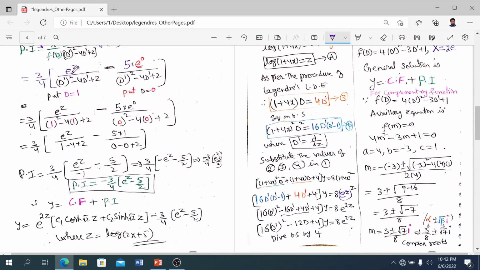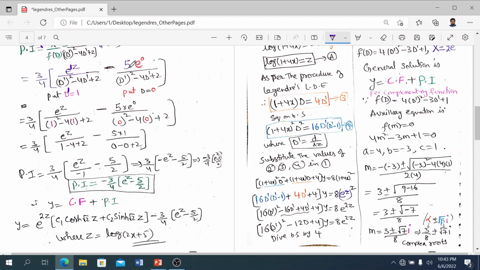Now as we know that this is e power of z, so here D is equal to 1. So put D equal to 1 for this. Now substitute here: wherever D dash is there, substitute 1. So e power of z by 1 squared minus 4 into 1 plus 2. So 3 by 4 outside as it is, e power of z by 1 minus 4 plus 2. 2 plus 1 is 3, 3 minus 4 is minus 1. So minus will come out, minus z.